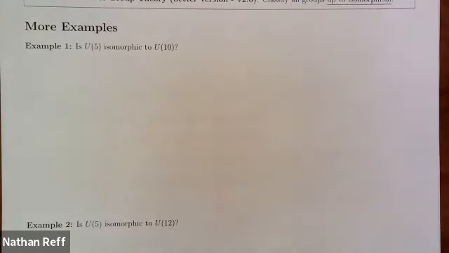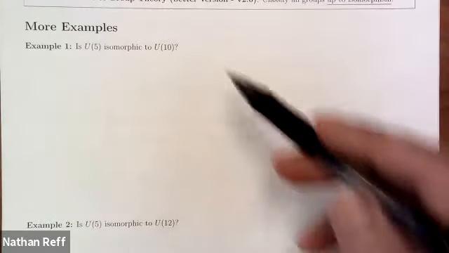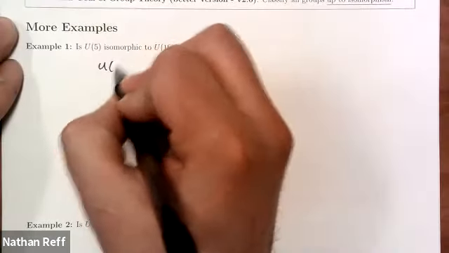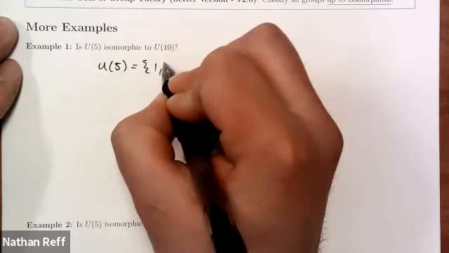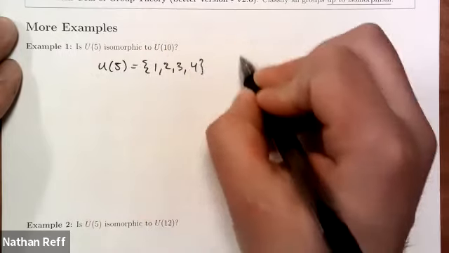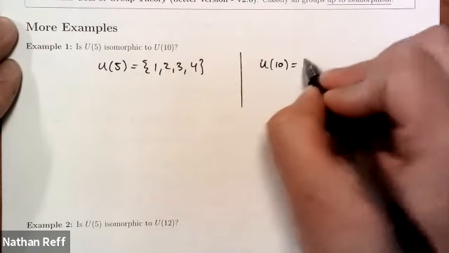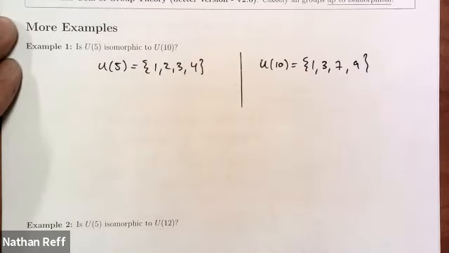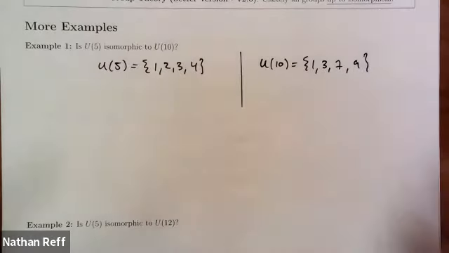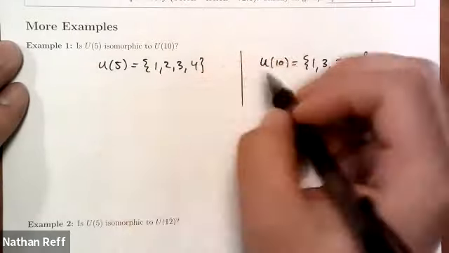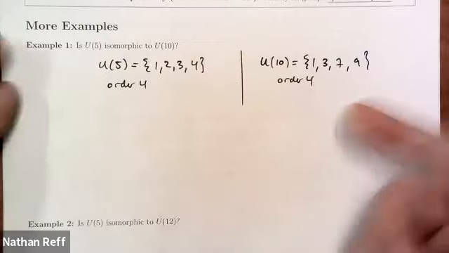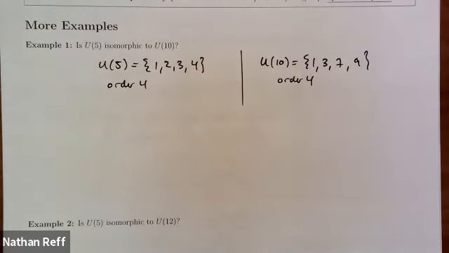Now, let's look at a couple more examples. I think that's a good way to end. We still have 10 minutes, right? 9 minutes. So let's figure out, are these isomorphic? Okay, so U5 is 1, 2, 3, 4. And U10, I think we already wrote that one, right? 1, 3, 7, 9. They both have 4 elements in them. Order 4, order 4. So we have to keep going to figure out whether or not they're isomorphic.